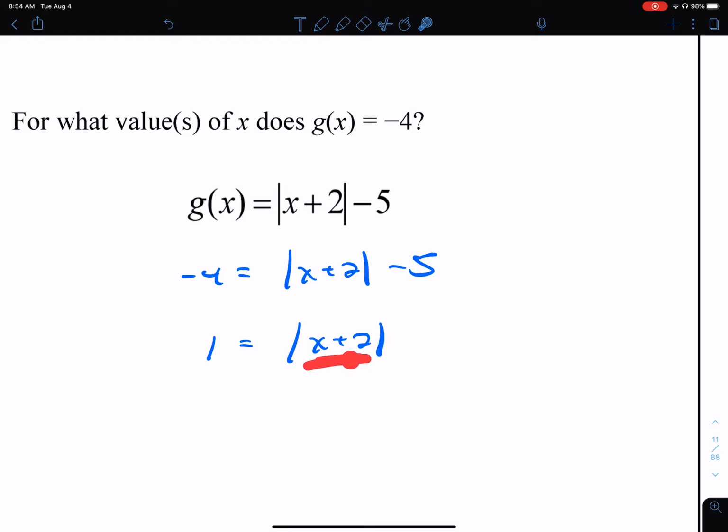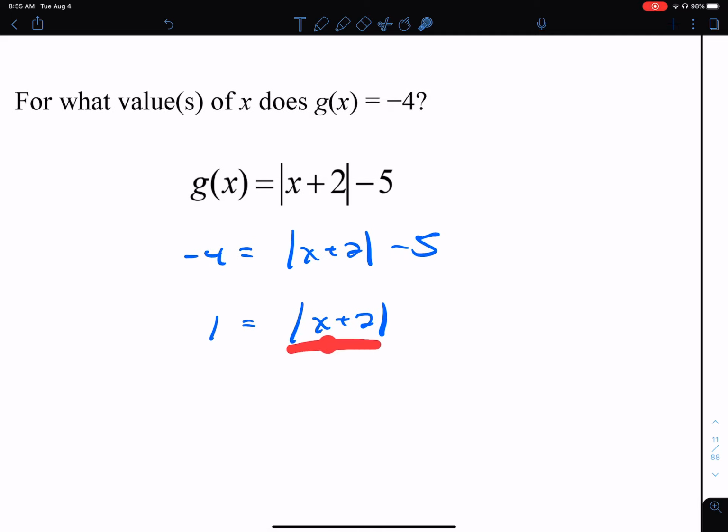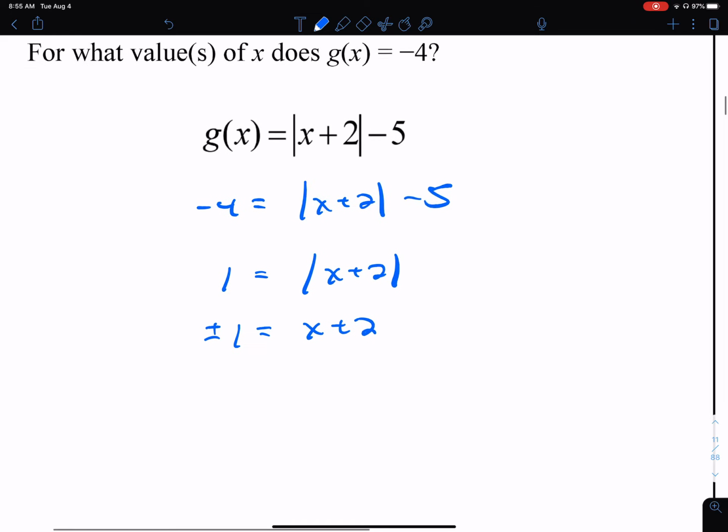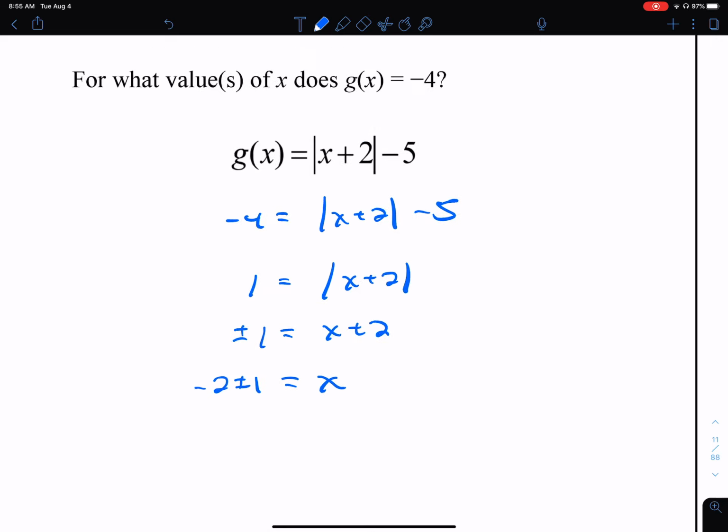So the inside of this could equal 1, which in this case would be super obvious. But the inside of this could also equal -1. Because if this was equal to -1, its absolute value is going to make it +1. Long story short, once you get the absolute value by itself, take the side without the absolute value bars and make it plus or minus. And remove the absolute value bars. And we're going to subtract 2 from both sides. We're going to get -2 plus or minus 1 is x.